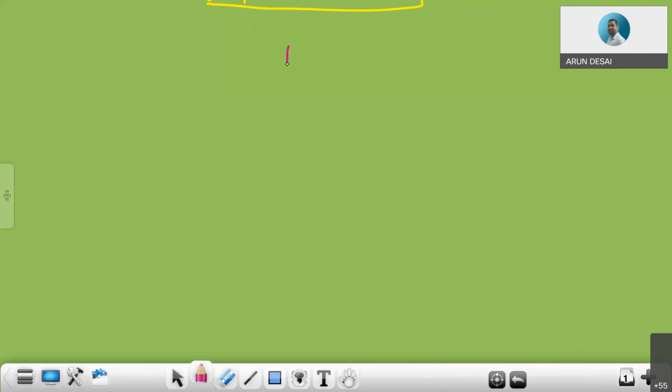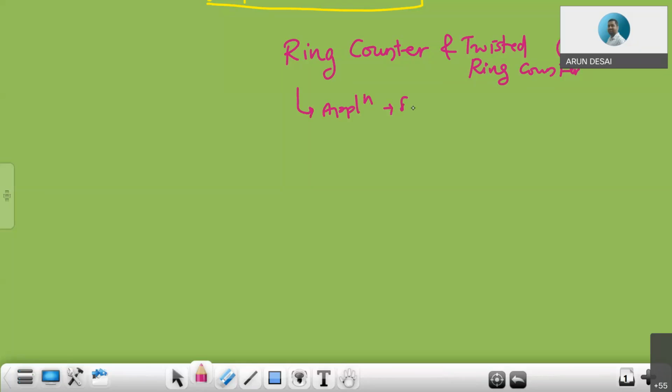Okay, so the next point is ring counter and twisted ring counter. Twisted ring counter is also called a Johnson counter, right? So a ring counter is an application of a shift register. A shift register's application, right?